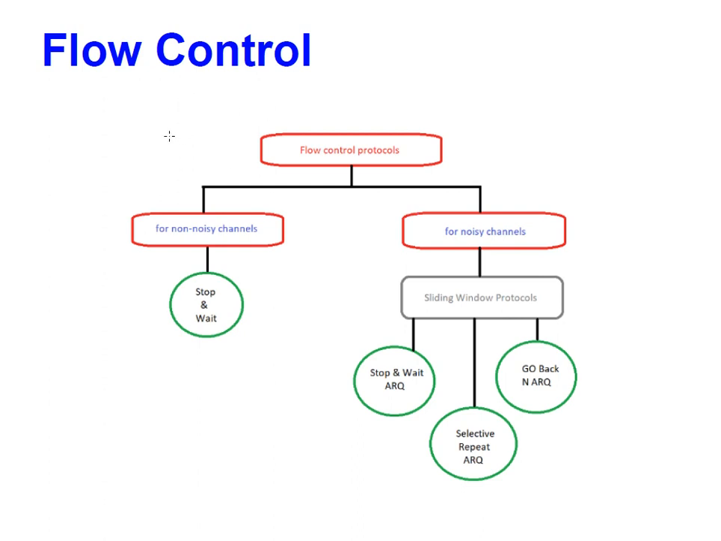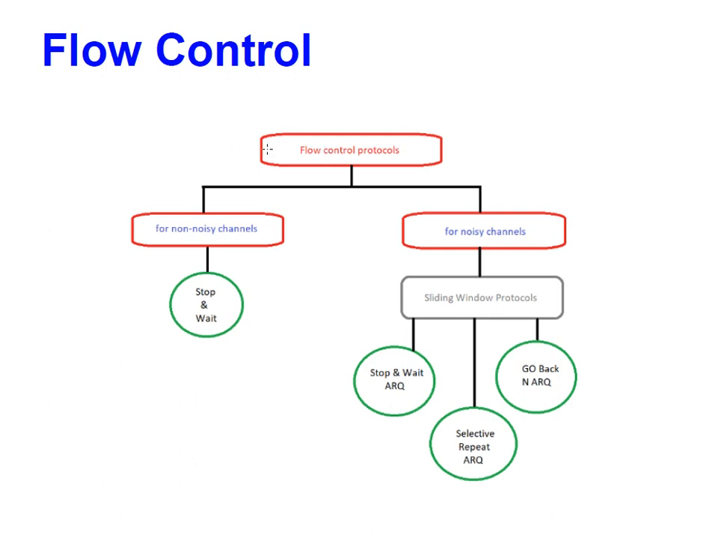So I repeat once again, flow control in a computer network defines the process of managing the rate of transmission between two systems. And this mechanism ensures that the rate of data is within the receiving capacity of the receiver node. So that is very important to understand in the case of flow control.